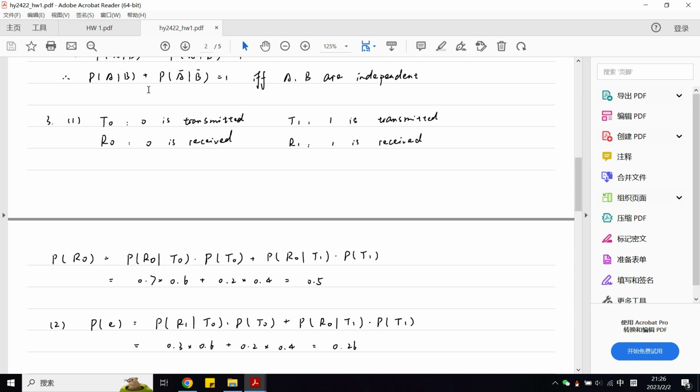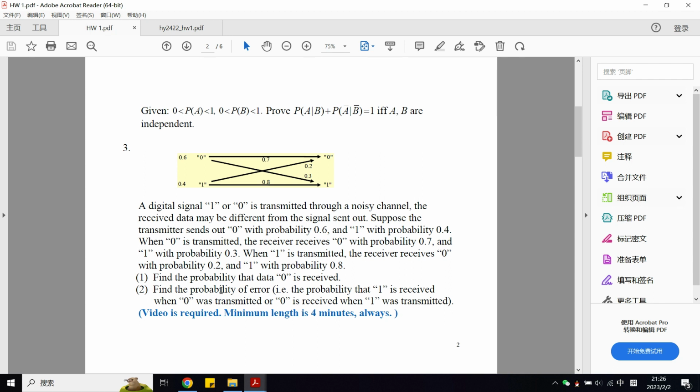So we need to do the same parts as before. We need to put the data into the formula and find that the probability of the error is finally 0.26.